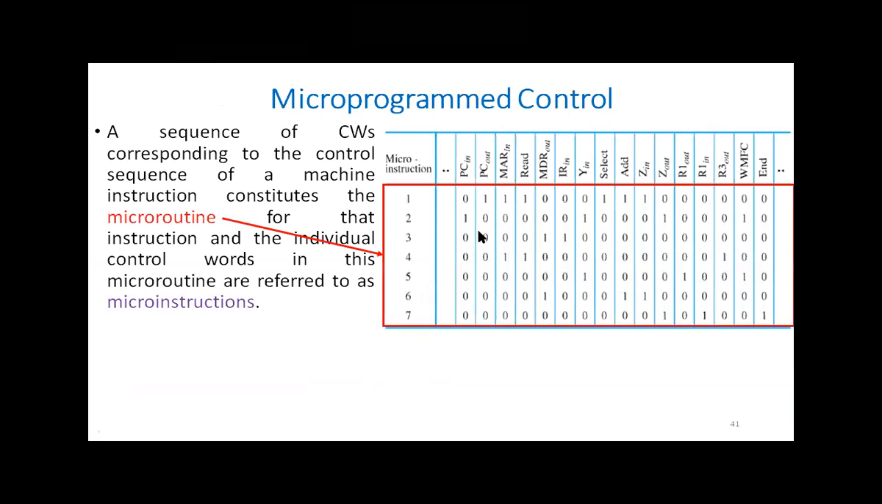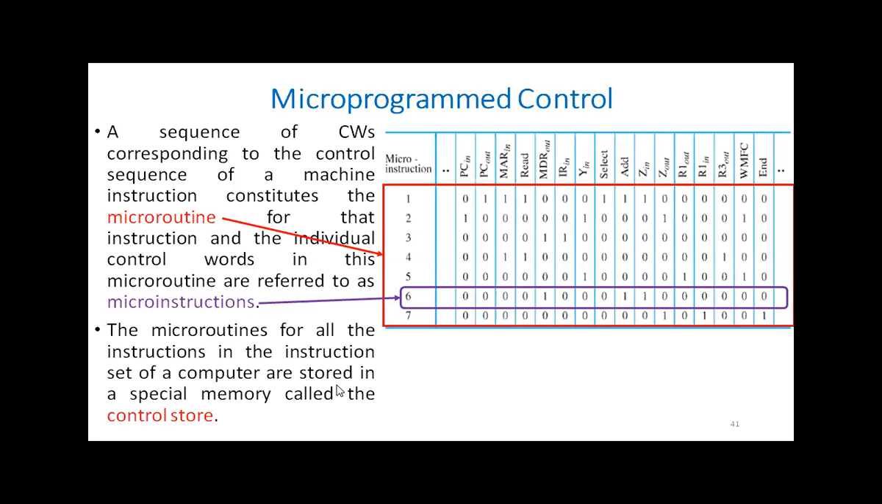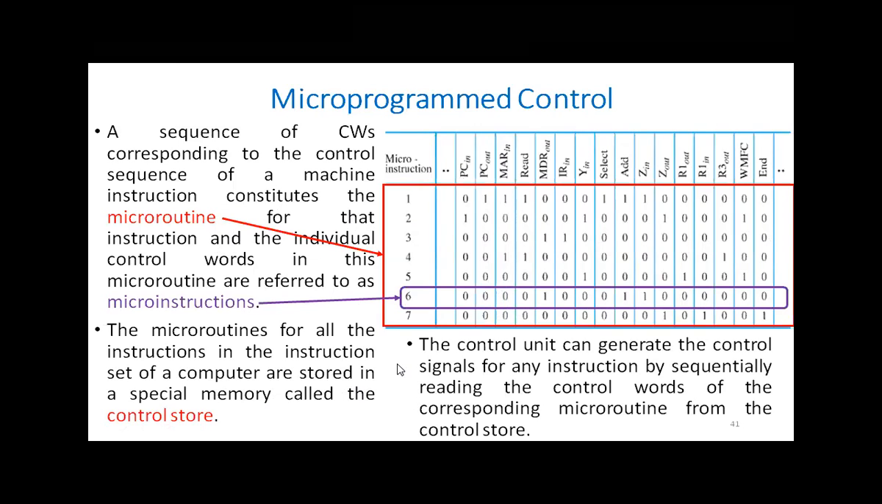So the collection of all these micro instructions is known as micro routine. Okay, so this is micro routine. An individual instruction or control word is known as micro instruction. So this is a micro instruction. Okay, and this collection of all these is known as a micro routine. And all these micro routines are stored in the control store. Okay, so the control store may be stored in the main memory, or it may be stored in the ROM also. Okay.